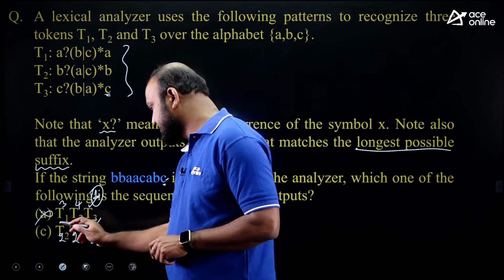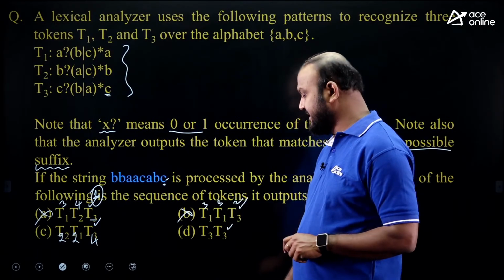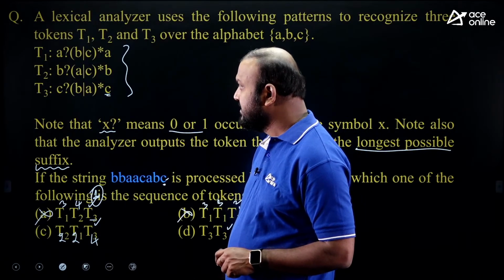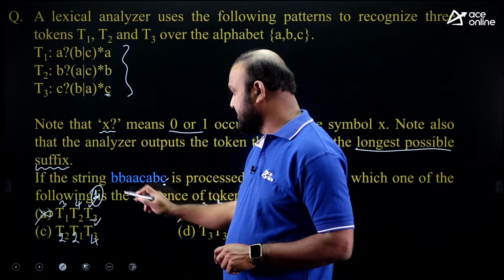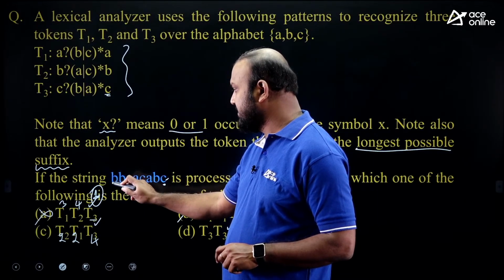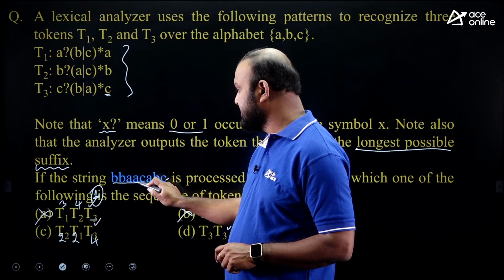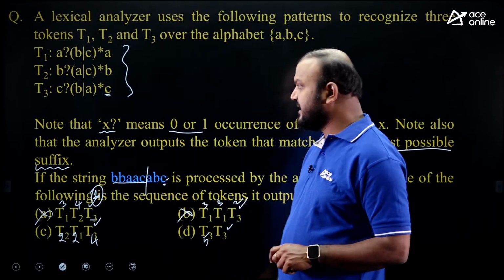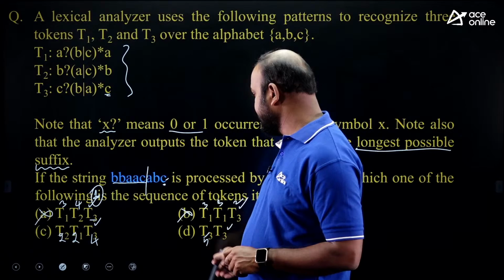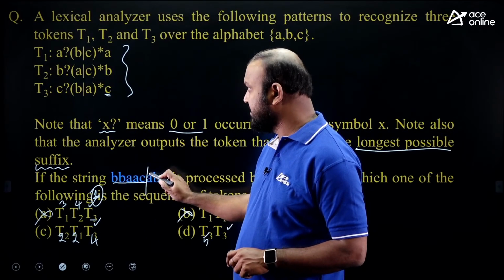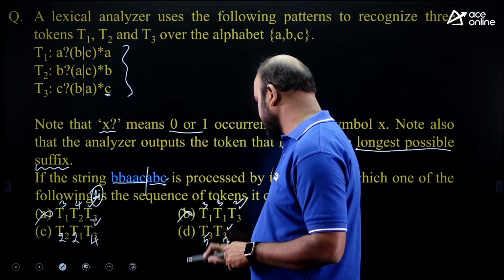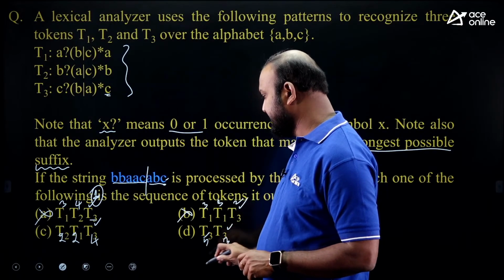Before we conclude with option C, we'll check option D. T3. Now what is T3? C question mark, (B|A) star, C, C question mark, (B|A) star, C. This is T3. Now this is of prefix 5. And then again T3, C question mark, 0 occurrence of C, (B|A) star, C. Now here it is length 3. So the suffix length is 3 here and here it is 4.